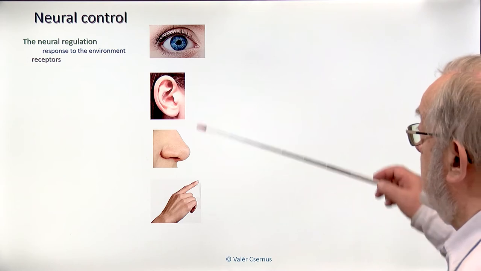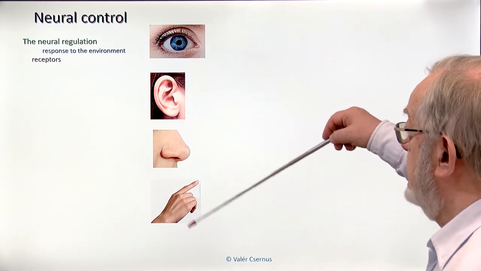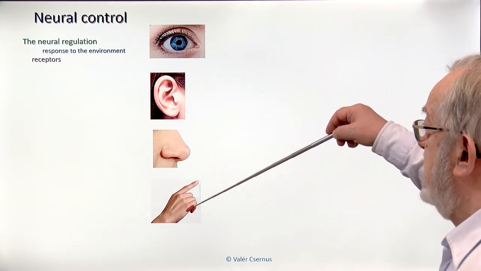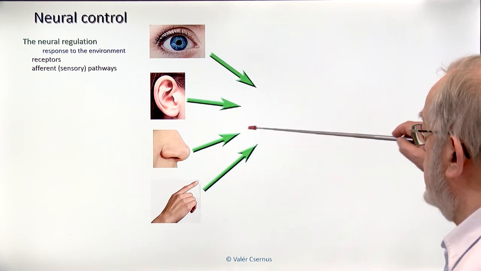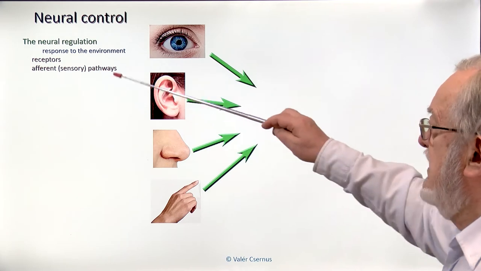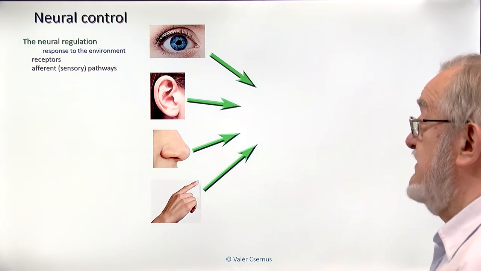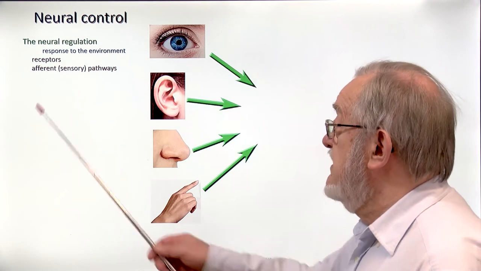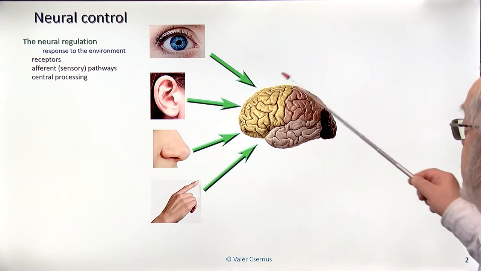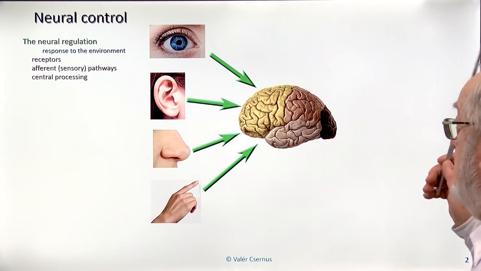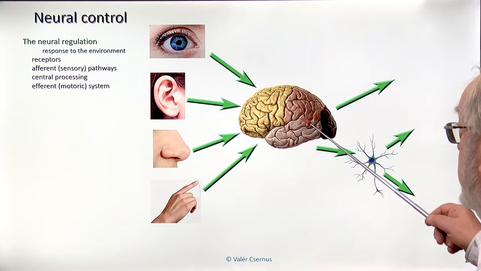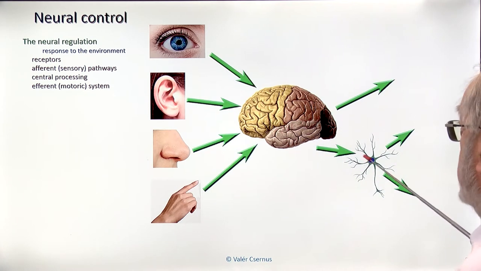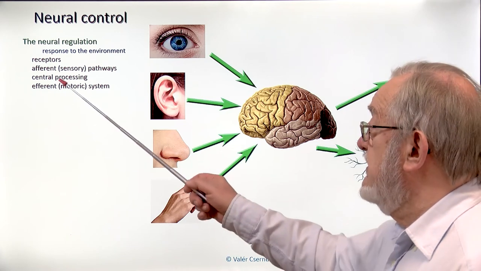The elements of this: first of all, we have to get information from the environment, and the receptors do this job. This information should be carried into the central processing system. These are the afferent or sensory pathways. These can be used as synonyms. Then we have a central processing unit. This is our brain. Then, whenever it decides to react to the environment, we give off information. This is the efferent or motoric information.